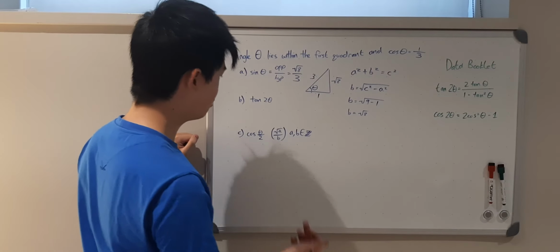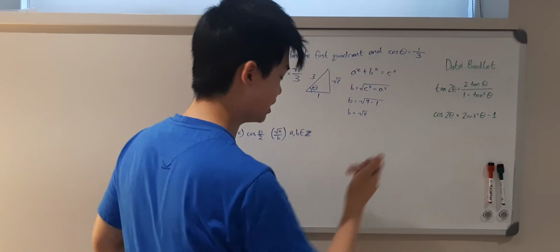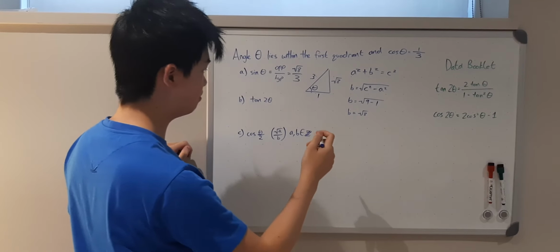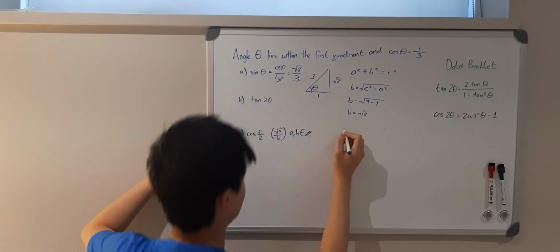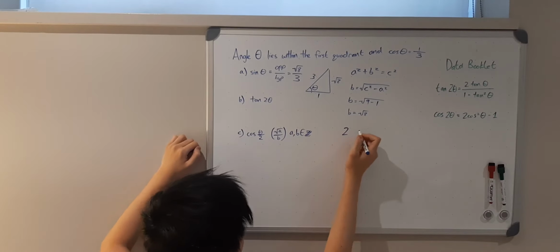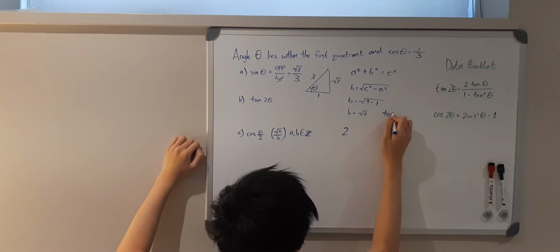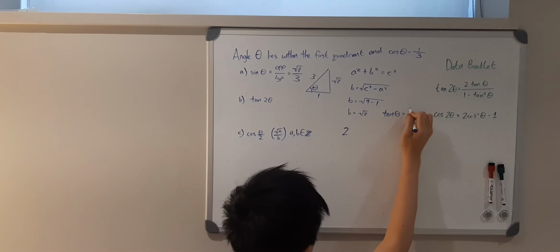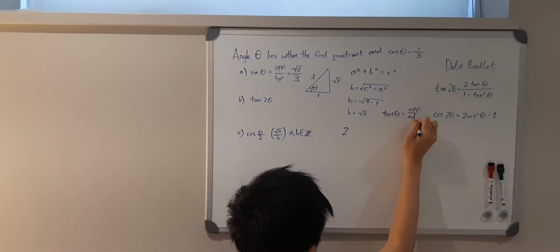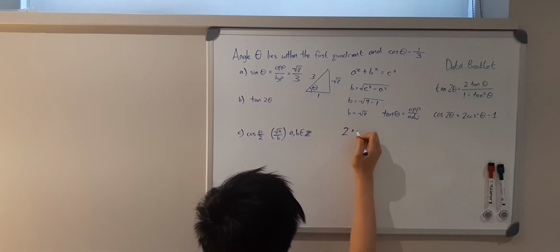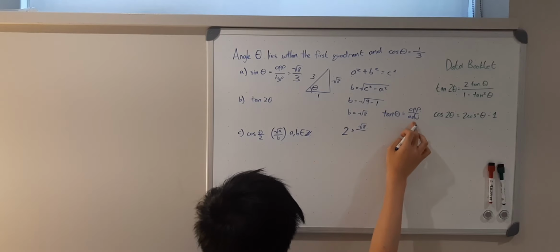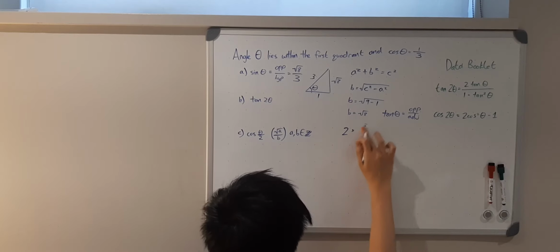Okay, first we have a double angle here, so we're going to have to use that data booklet reference. Let's plug in the values. 2 times tan theta, and tan theta will be equal to the opposite over the adjacent. The opposite is root 8, and the adjacent is 1, so that's just root 8.